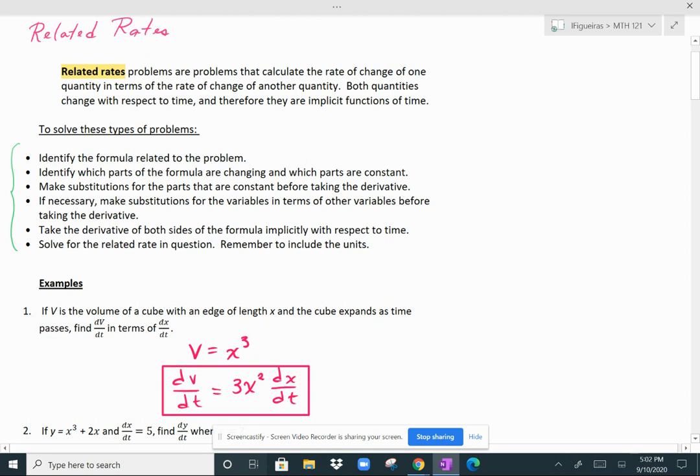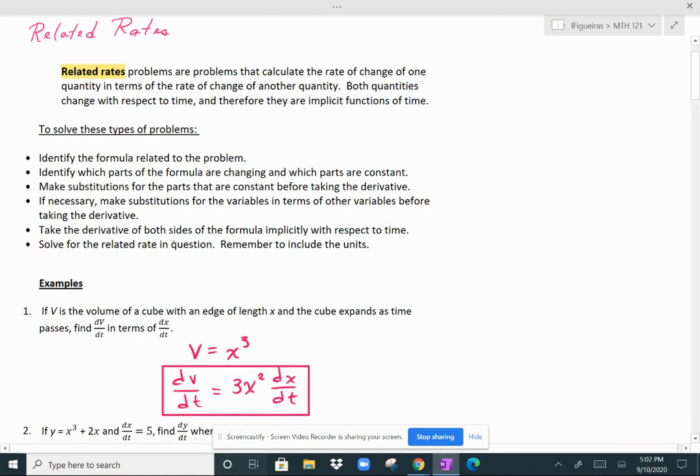If necessary, make substitutions for variables in terms of another variable. That will happen in some instances where you have multiple variables and you don't have enough information about all of them, and there is some information that will allow you to replace one variable with information regarding another variable.